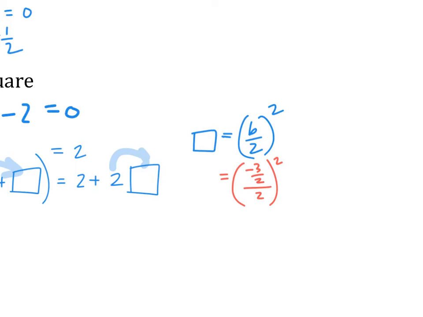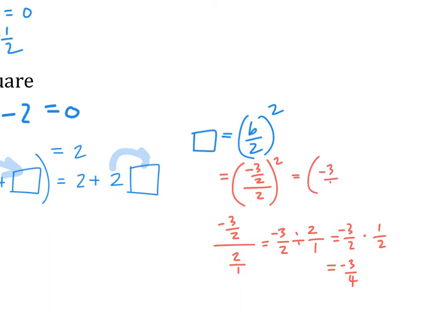How do you divide negative 3/2 by 2? Well, you would think of it as dividing by 2 over 1. We know that a fraction divided by another fraction is multiplied by the reciprocal. So this becomes negative 3 over 4. Okay, so this squared is 9 over 16.